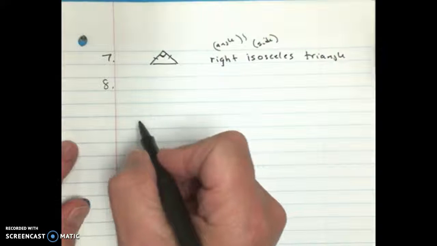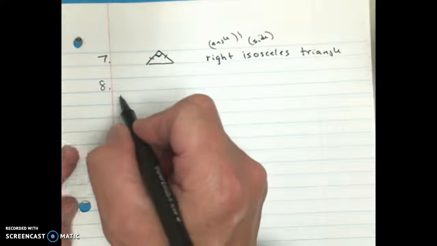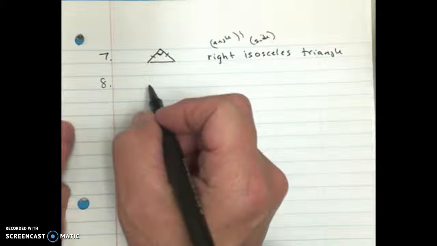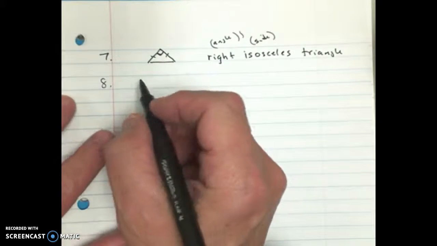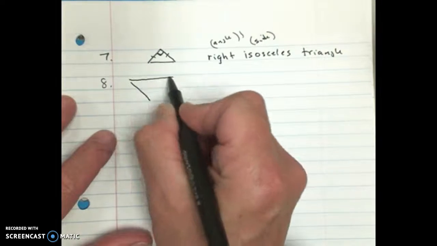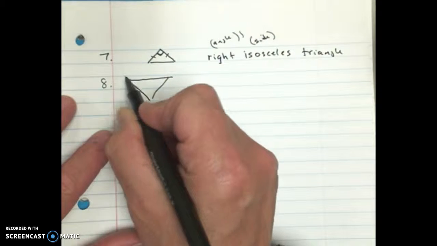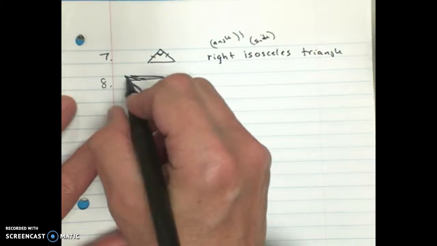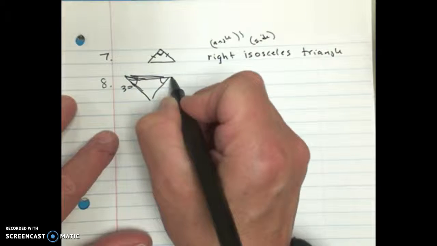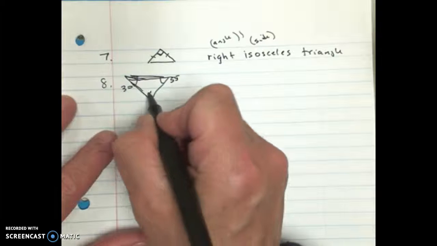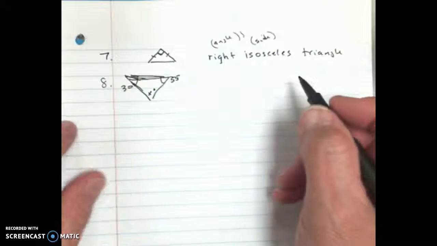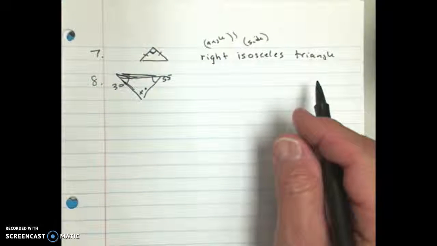Number 8, we want to find the value of x. What is x equal to? And I'm going to do a few of the even number problems as well once in a while. We have this triangle, and we know that the measure of this angle is 30 degrees. Up here we have 55 degrees, and we don't know what x is. But we know that all triangles, if we add all the angles together, they equal 90 degrees.